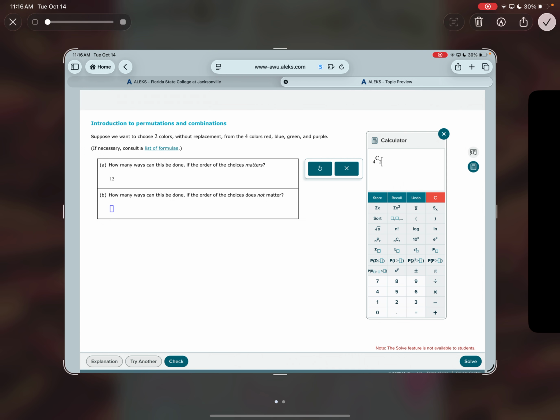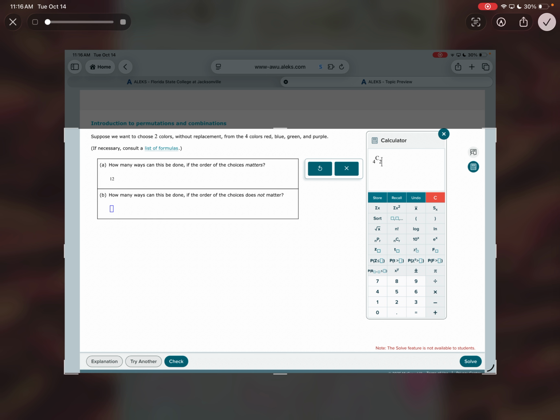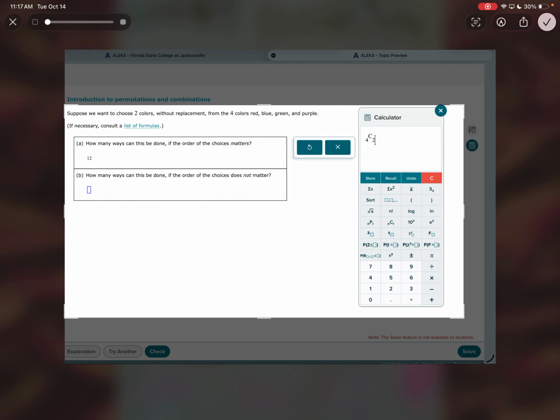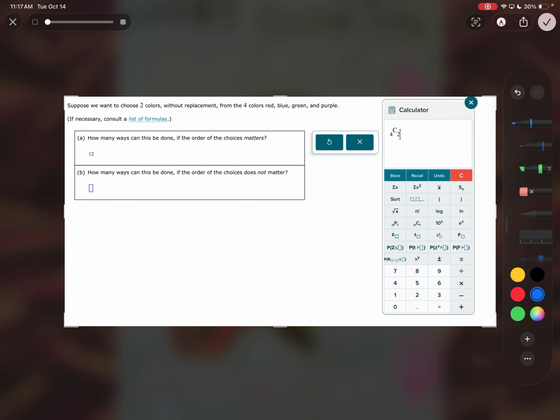I'll leave that on the calculator here, so we'll write this. So this does do it in the calculator for us. You just have to determine if the order matters or not. So this one is 4P2, and it was 12. And this one was 4C2, and it was 6. And use the buttons on the calculator.